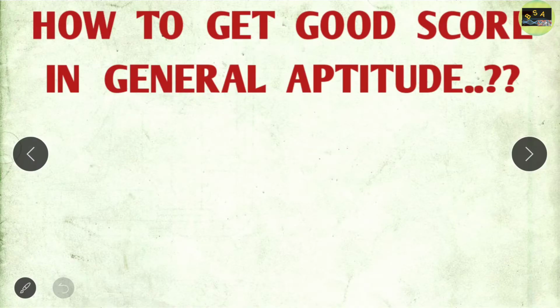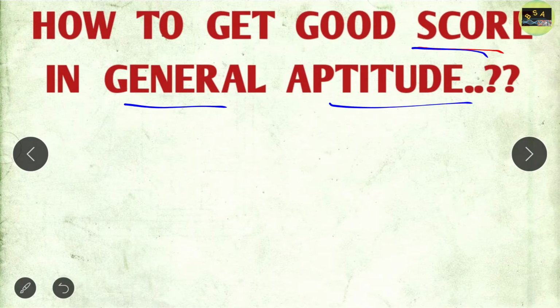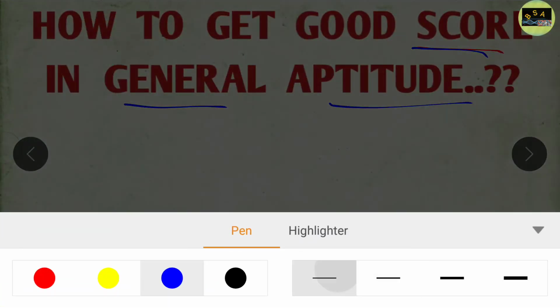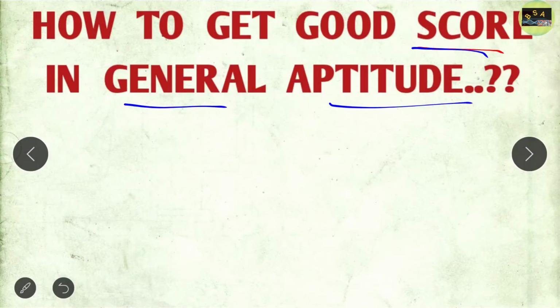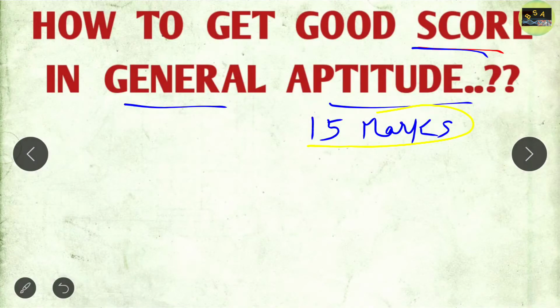See, first our discussion will be how to get a good score in the general aptitude section. Okay, see students, general aptitude is basically of 15 marks. We all know that. So how can you score 10 marks from these 15 marks?